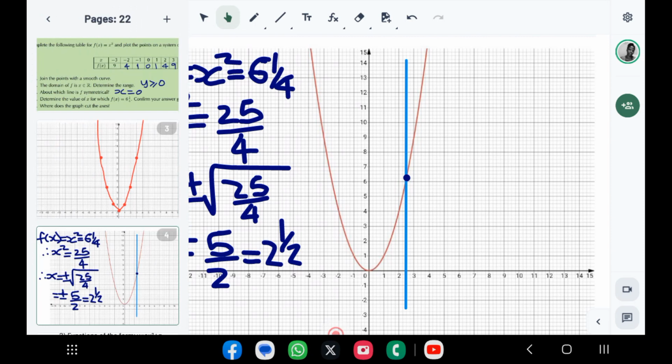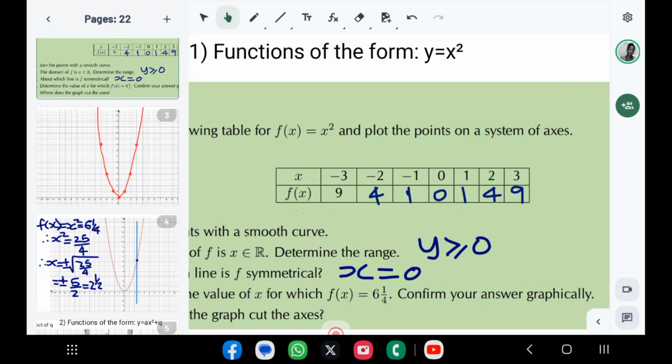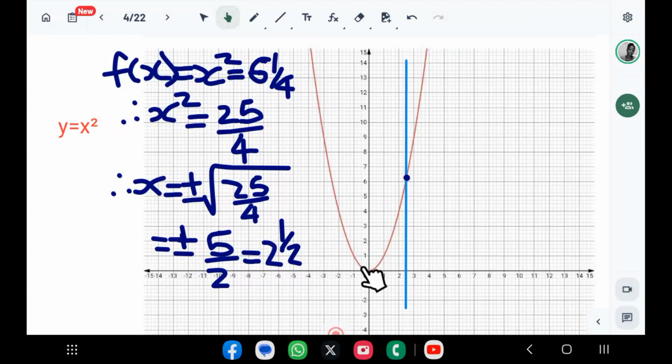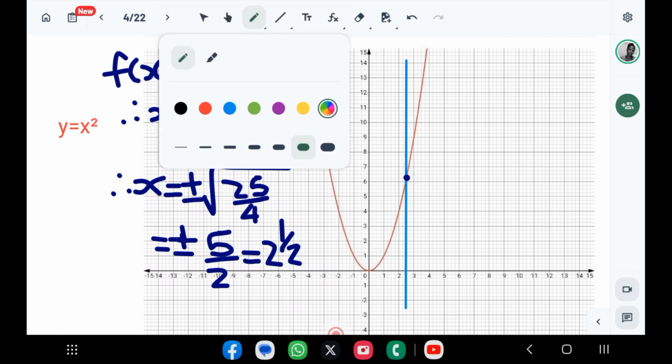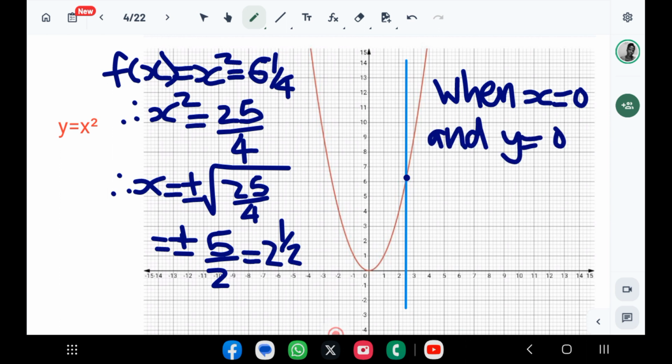Let's go to the last question. The last question says, where does the graph cut the axis? The graph cuts the axis at the origin when x equals 0 and when y equals 0. This is where it cuts the axis. When x equals 0 and y equals 0. In other words, at the origin. That is the point (0, 0).